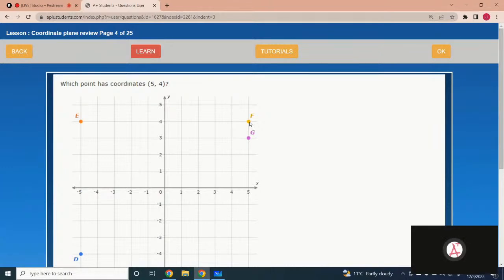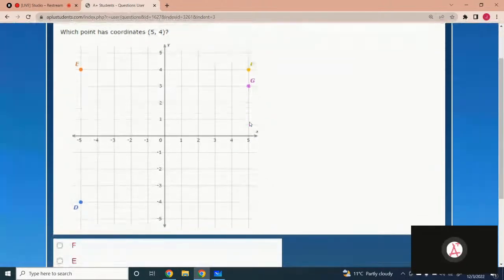Got it, everyone? If you have any question, please write the question in the chat box. I'll answer all your questions if you have any. So it would be point F. Just select the correct option, then click on the OK button.